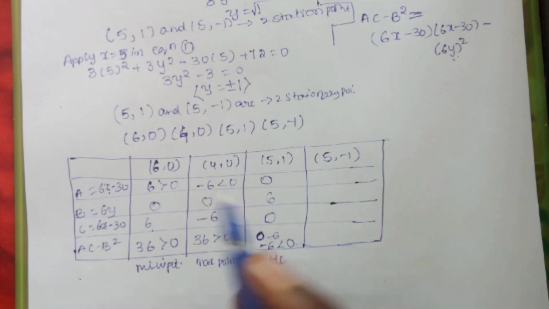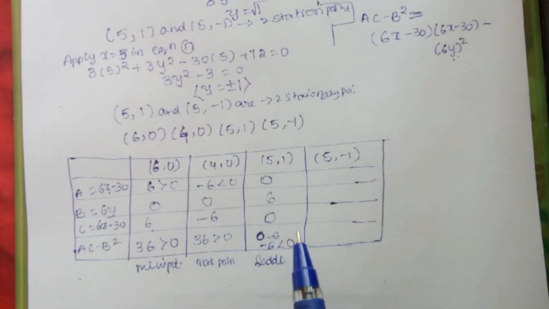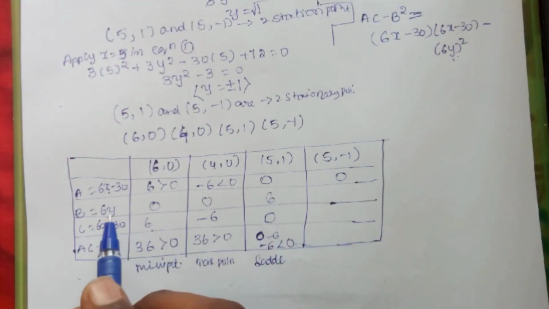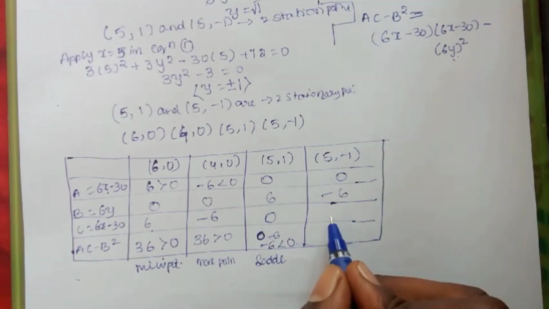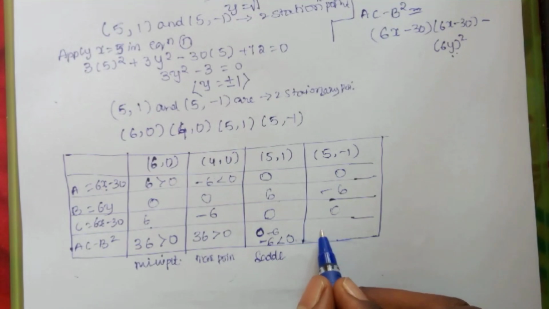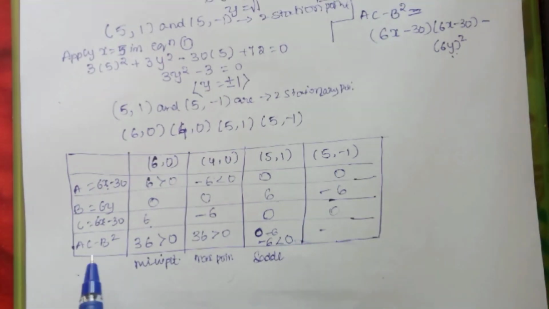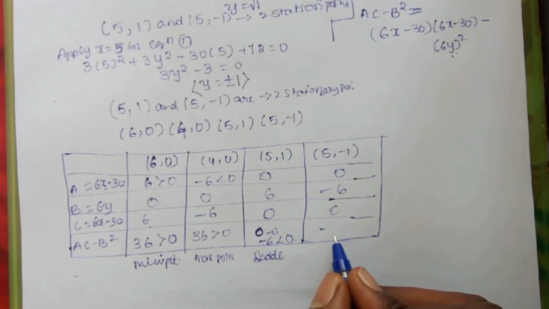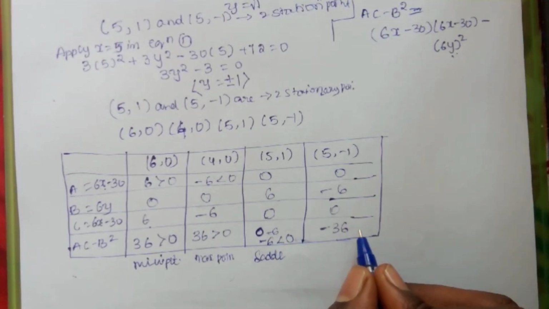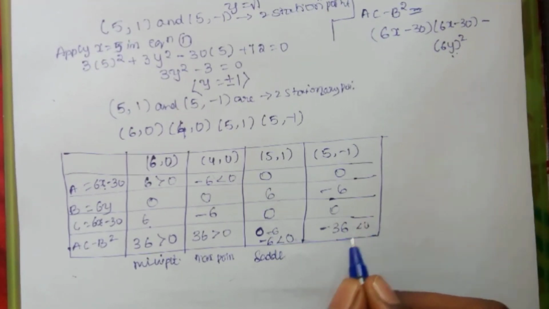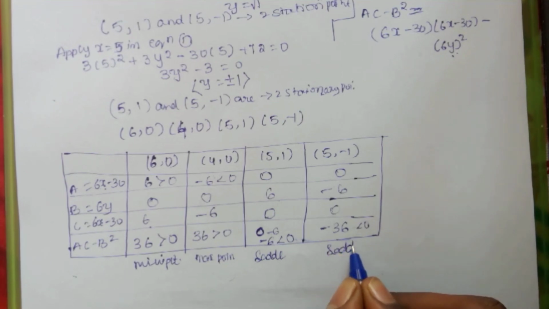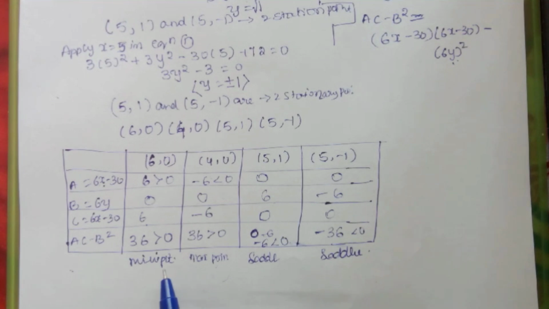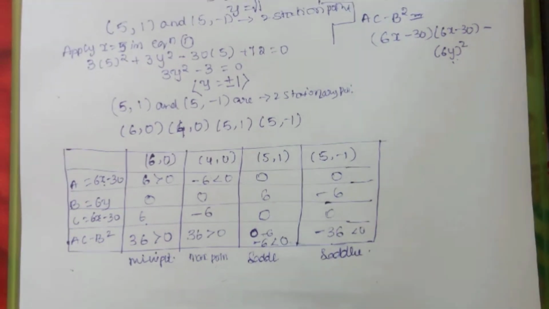Next, consider x = 5 and y = -1. X equals 5 means it becomes 30, and 30 minus 30 is 0. When we apply 6 into -1, we get -6, so AC - B² is again -36, which is less than 0. This is also a saddle point. We get one minimum point and one maximum point.